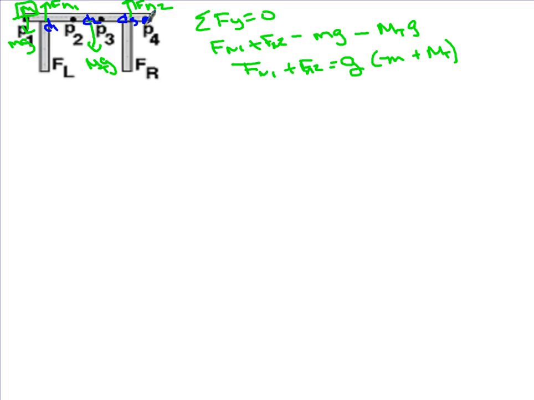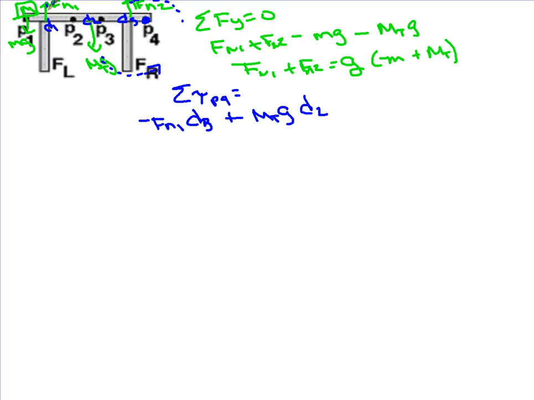So if I sum the torques about P4, what are we going to have? Well, Fn1 is going to tend to make this rotate in a clockwise manner. So it's going to be minus Fn1 times the distance, let me just call that D3. The weight is going to tend to make it rotate counterclockwise, so that's going to be positive. So it's going to be plus the mass of the table times g times D2.